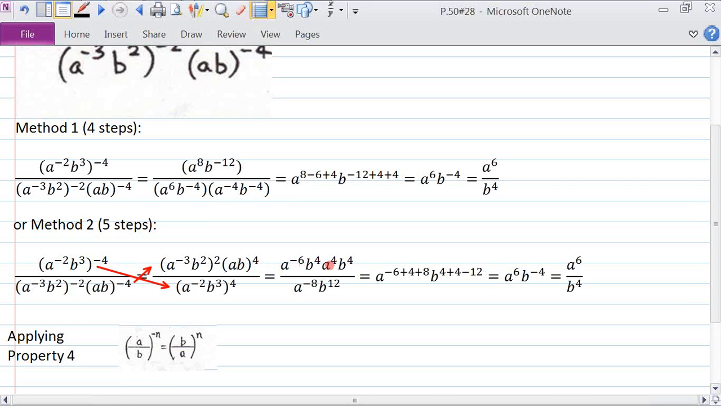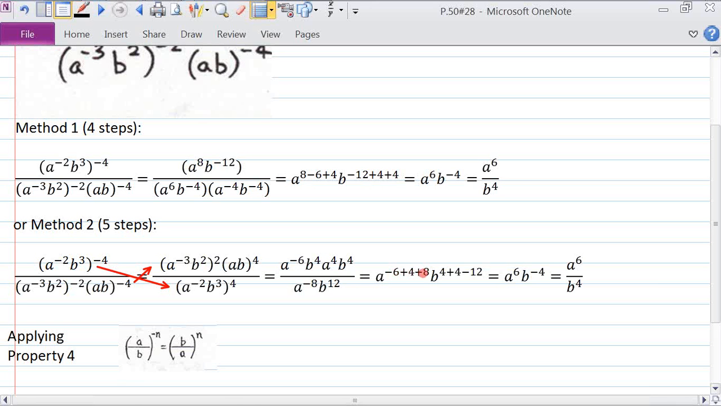A 4th, b 4th, because there's a power 1 and a power 1 associated with both the a and b. Now I multiply 4 times minus 2, I get a to the minus 8, and 3 times 4, and I get b to the 12th. Now I collect the terms, and I get a to the minus 6 plus 4 plus 8, because I'm moving this from the denominator to the numerator.